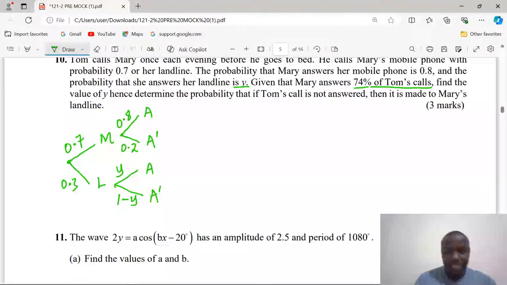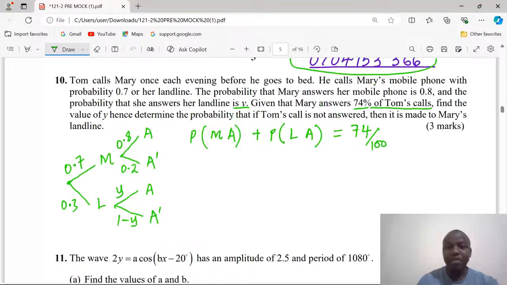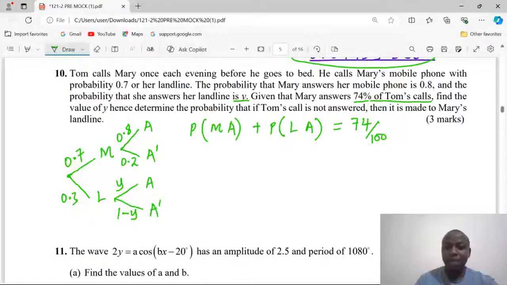Let us first of all find the value of Y. Given that Mary answers 75% of the calls, the probability that she will answer a call is 75%, that is the probability of mobile phone answered or landline answered is 74%, sorry, 74 over 100. Remember, probability can be expressed as a percentage or as a fraction.